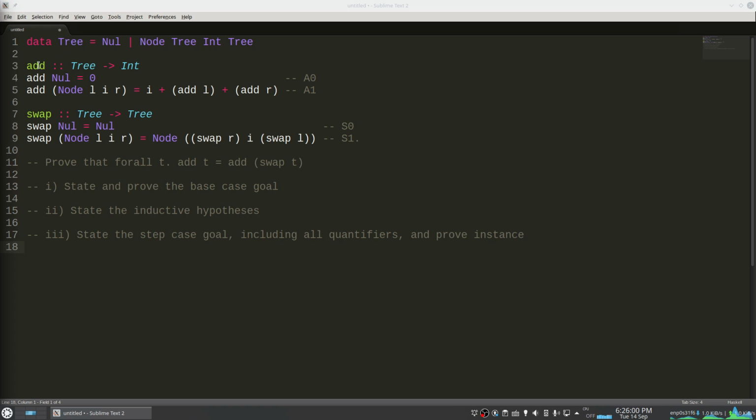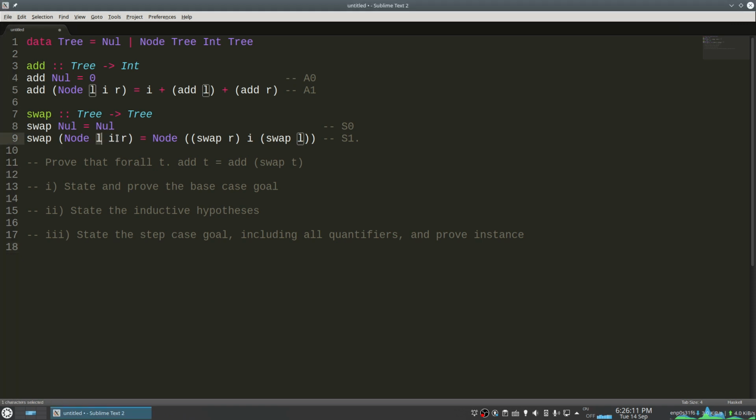Okay, so we have two functions here. Add, which basically sums up all the values in a tree, and swap, which recursively swaps the two subtrees. So it takes the left and the right subtree, swaps them, and then calls swap on those as well.